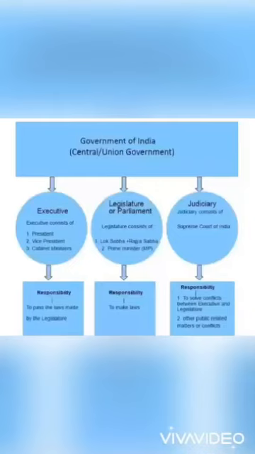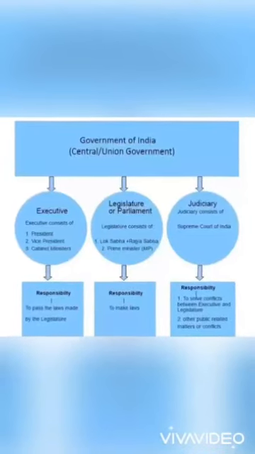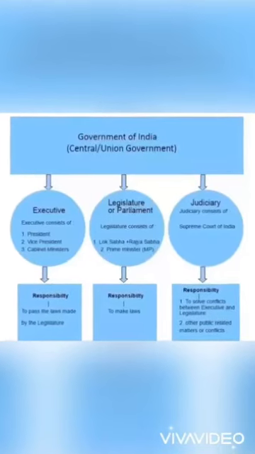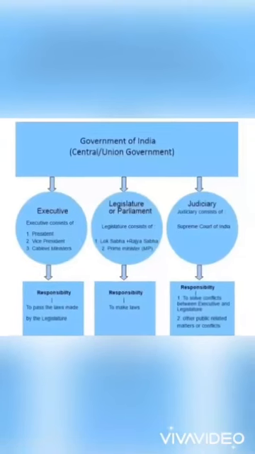State list. The Union Parliament can also make laws from the state list under the following circumstances. Number 1, when 2 or more states desire; number 2, in case of an emergency; and number 3, when Rajya Sabha passes a resolution with 2/3 majority to make a law from the state list.